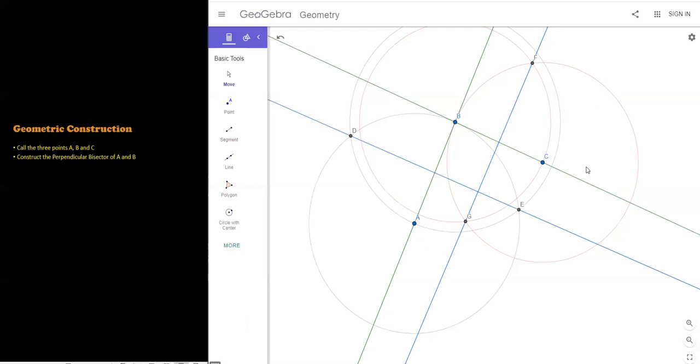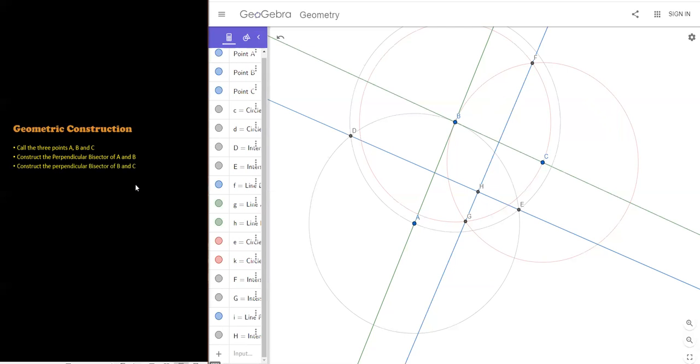Okay, so the two blue lines are our perpendicular bisectors. Basically, the first blue line, the one through D and E, every point on that line is the same distance from A and B. And the line through F and G, every point on that line is the same distance from B and C. So the intersection point, the point that's common to both lines, which I guess is H in this construction, is the same distance from A, B, and C.